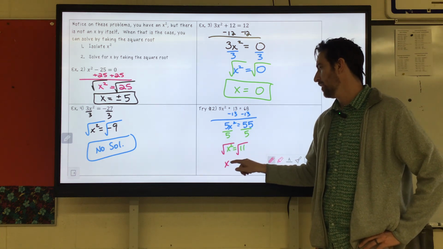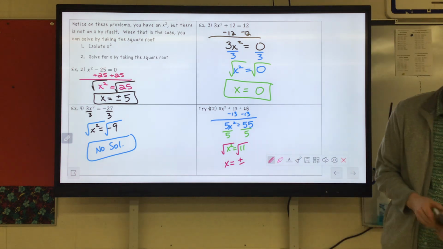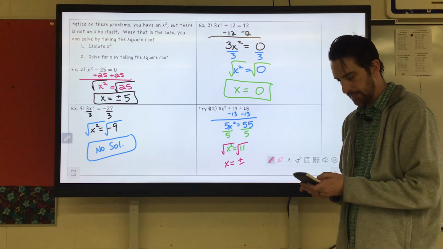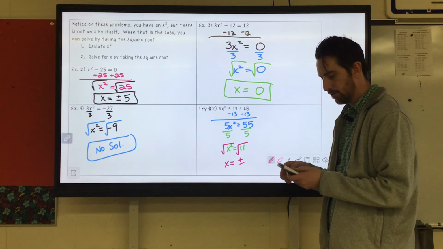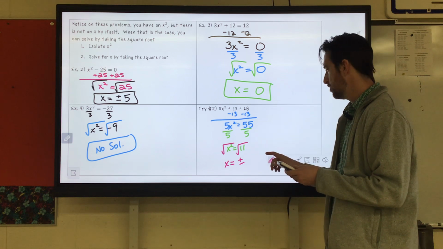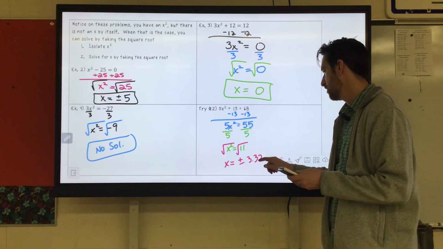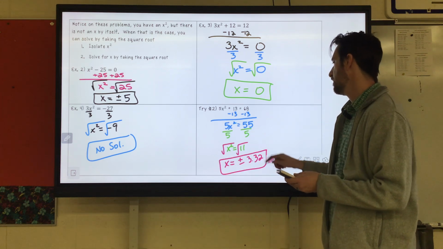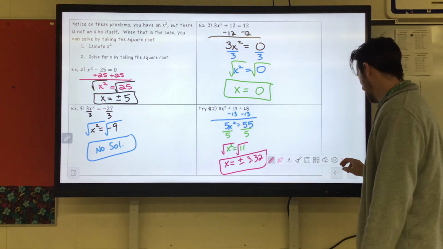So we could say x equals plus or minus, and then let's see what the square root of 11 comes out to. 3 point something. 3.3166247, and then it rounds it at 9. So we could say 3.32. Boom. Look at us square rooting. That was fun. What a good time.